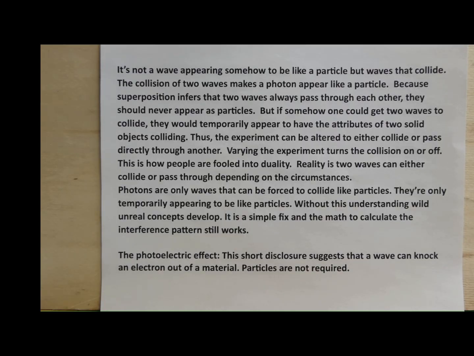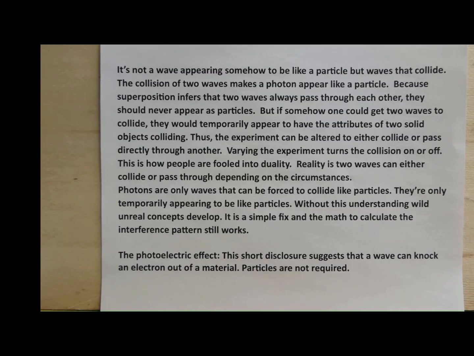Varying the experiment turns the collisions on or off. This is how people are fooled into duality. In reality, the two waves can either collide or pass through depending on the circumstances. Photons are only waves that can be forced to collide like particles. They're only temporarily appearing like particles. Without this understanding, wild, unreal concepts develop. It's a simple fix, and the math to calculate the interference pattern still works.